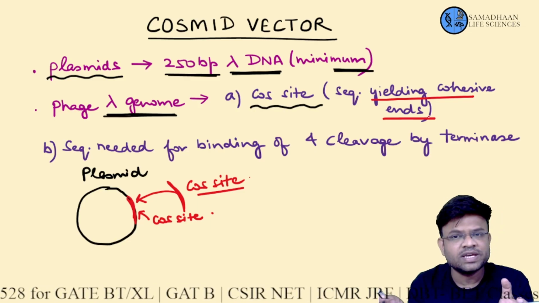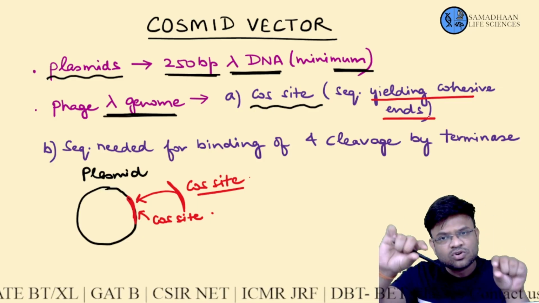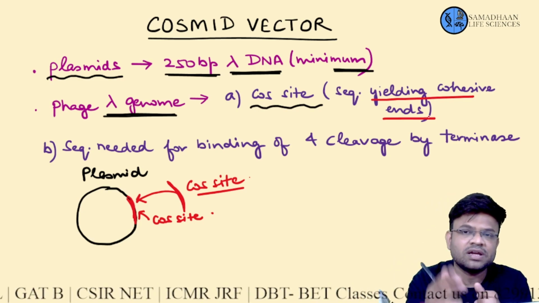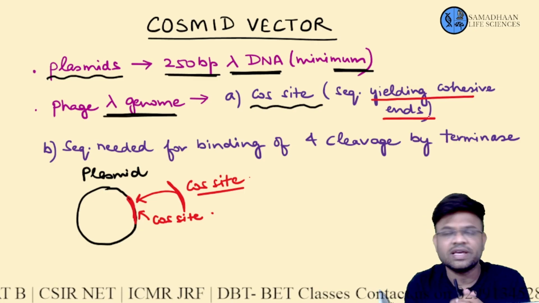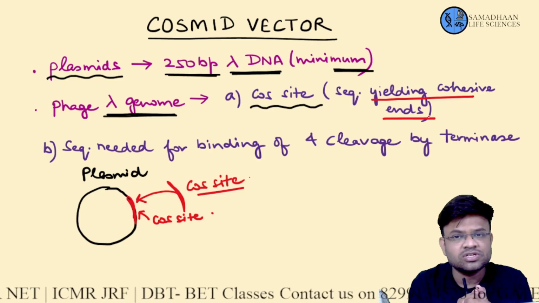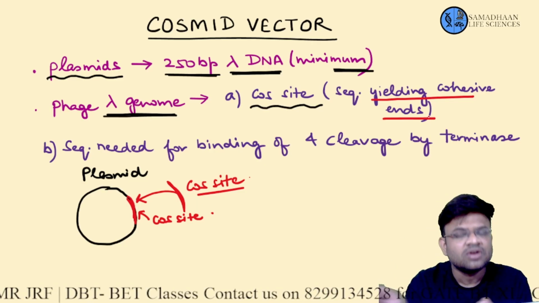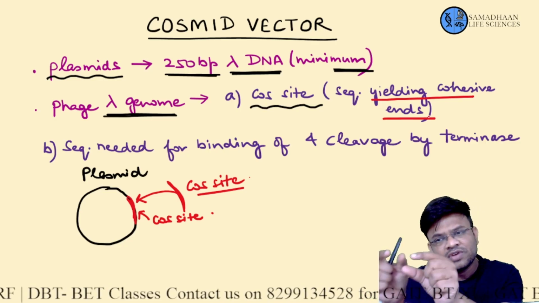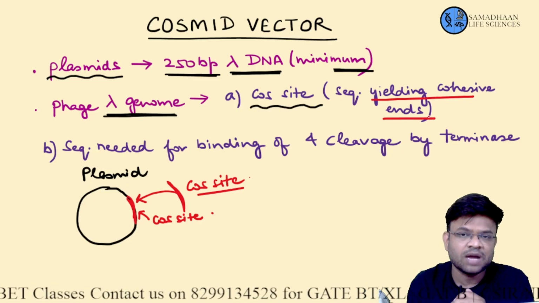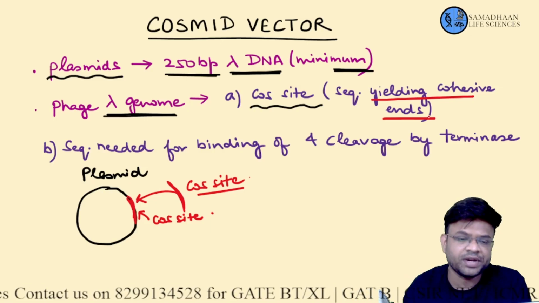So in other words, inside the Cosmid vector this cos site will be present, and it can be cleaved by a restriction enzyme. The cos site is present inside the Cosmid vector, and it is also present inside the lambda phage genome. From the lambda phage genome only we are taking the cos site and inserting it inside the Cosmid vector. Up till here you would have understood. Now let us move on to the other point.